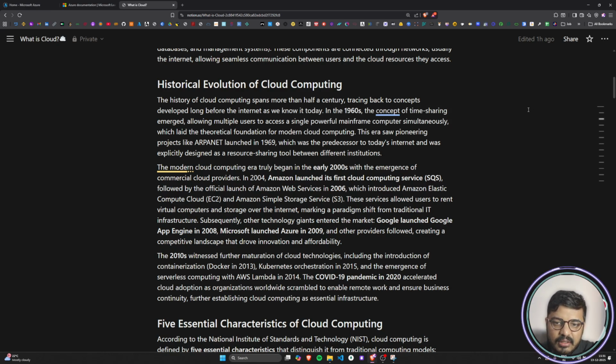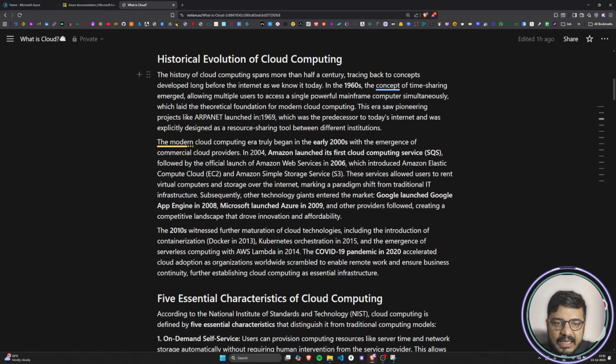So talking about today's world, that whole data center can be compared to these mainframe computers, and the users can be compared to the multiple users who are accessing this mainframe computer simultaneously. This era saw pioneering projects like ARPANET, launched in 1969, which was the predecessor of today's internet and was explicitly designed as a resource sharing tool between different institutions. So in 1969, ARPANET was developed as a project, which later on became the base for today's internet.